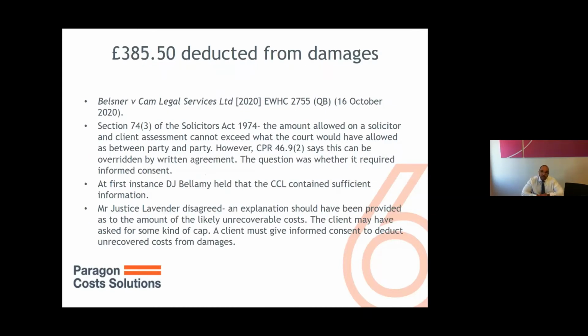That takes me on to Belsner and the issue of informed consent. I'm not going to take you through Belsner in great detail because it's been well reported, and most of you will know this is heading off to the Court of Appeal, and your eyes may water when you learn that the costs arguing over this £385.50 are said to be around £87,000. £87,000 arguing over £385.50. Anyway, Belsner, what is the situation?